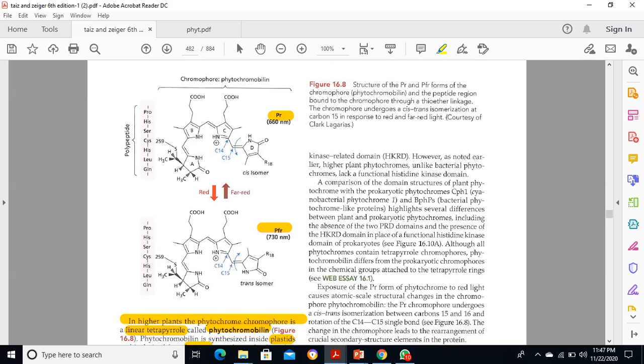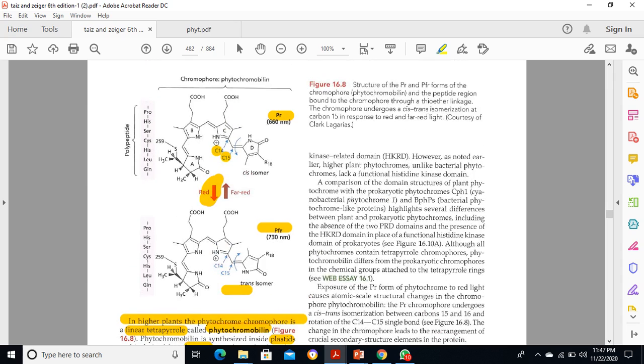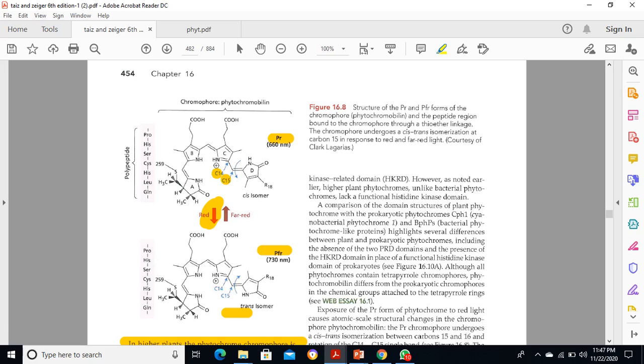Initially it exists as a cis linear tetrapyrrole. So when they absorb red light, the C14 and C15 bonds rotate. That is, rotation of the D ring occurs, and during rotation of this D ring, there occurs a certain conformation change and it is converted to the active PFR form. Okay, so this is one model they are explaining for the conformation changes.